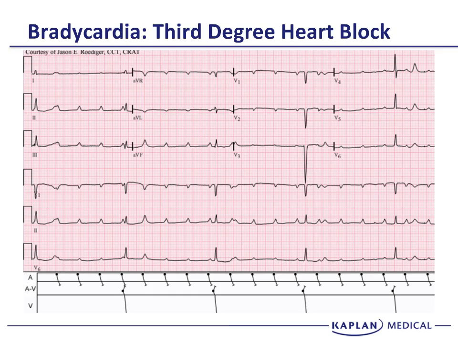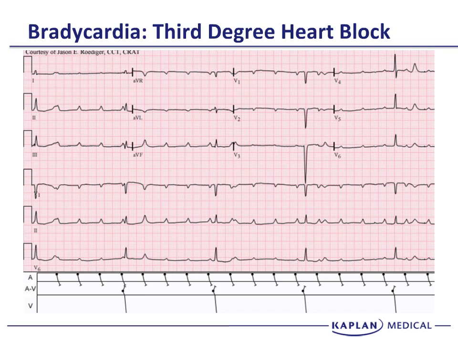Now, I want to make one more important point here. When you see the QRS interval, notice that the QRS intervals are narrow. You do not see a widened QRS interval in this EKG. This means the conduction delay is purely in the AV node. So there is an AV nodal conduction delay, most likely due to ischemia.